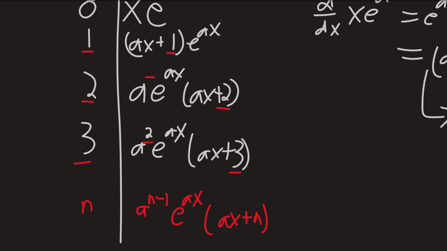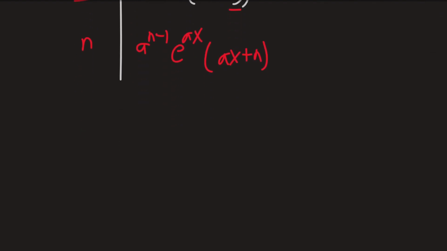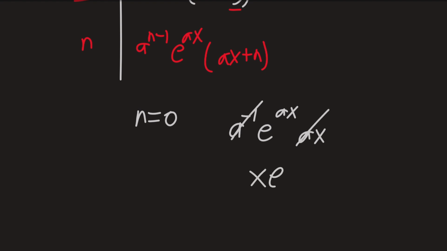We need to do this for the base case first. So we're just going to plug in 0 and see if that actually matches. If we plug in 0 to this equation, so say n equals 0, what we're going to get is a to the negative 1 e to the ax times ax. But those just cancel, so we're just left with x e to the ax. And that's our original function, as you can see. So the base case is satisfied.